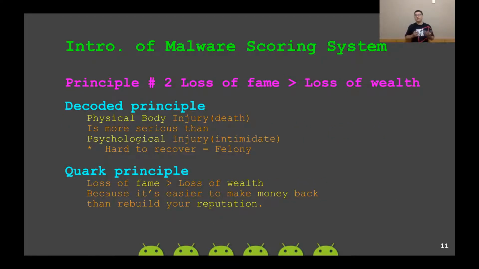Now, let's see principle number two. We consider that the loss of fame is greater than the loss of wealth. In criminal law, physical body injury is more serious than psychological injury. So the principle we decoded here is when things are hard to recover, we consider it a felony. So with this principle in mind, we developed our second principle. We consider the loss of fame is greater than the loss of wealth because it's easier to make the money back than rebuild your reputation.